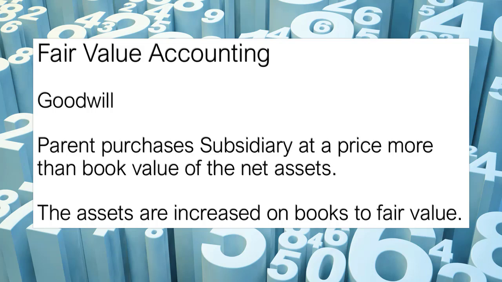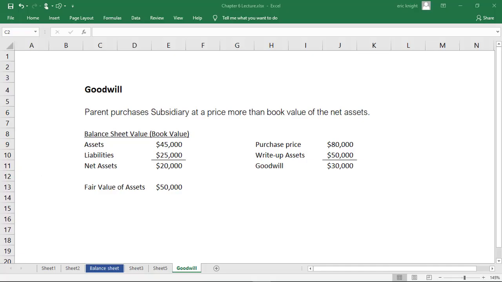The assets are then increased on the books to get to fair value. So here's an example. We have a parent company going to buy a subsidiary. The subsidiary's assets are worth $45,000. The liabilities are $25,000. So the net assets are $20,000.